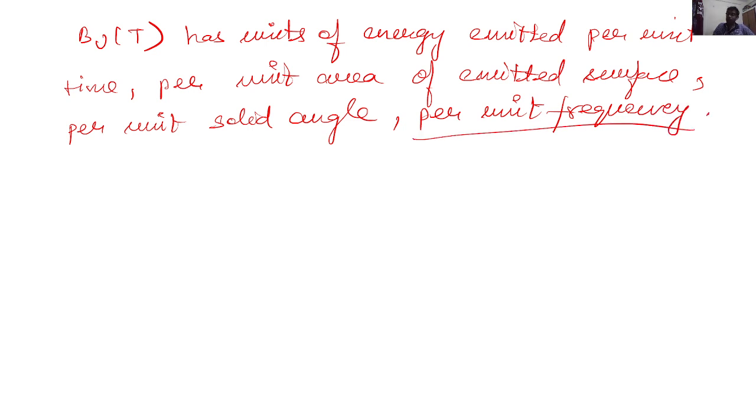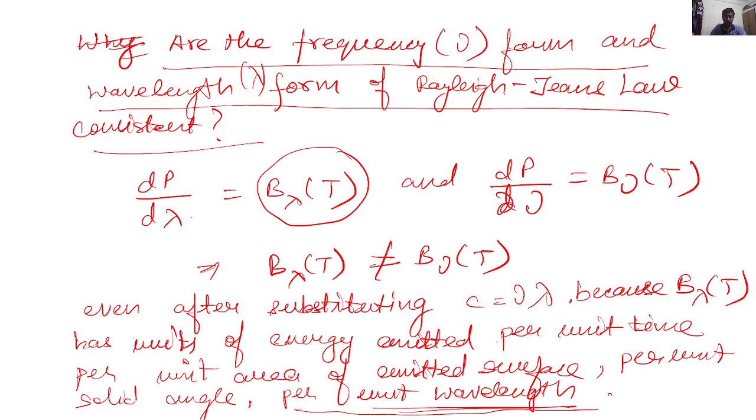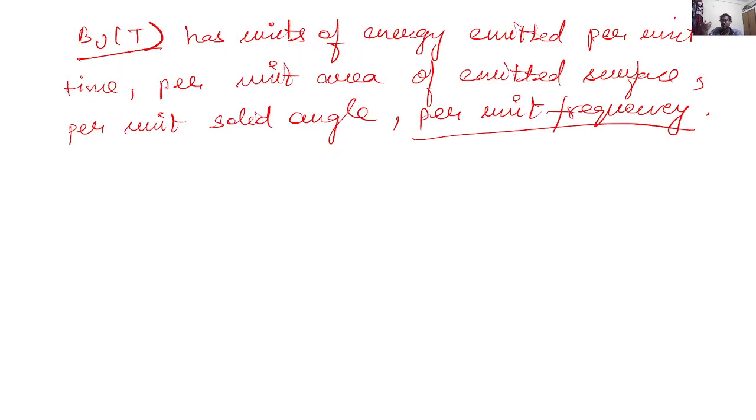So this is the difference. The units are not the same for B nu T and B lambda T. B lambda T is the same till the end, but it is per unit wavelength, and B nu T is per unit frequency, and that is why we cannot straight away substitute, because the things are not equivalent as such. Okay, now let's try to be consistent. How to bring a consistency?